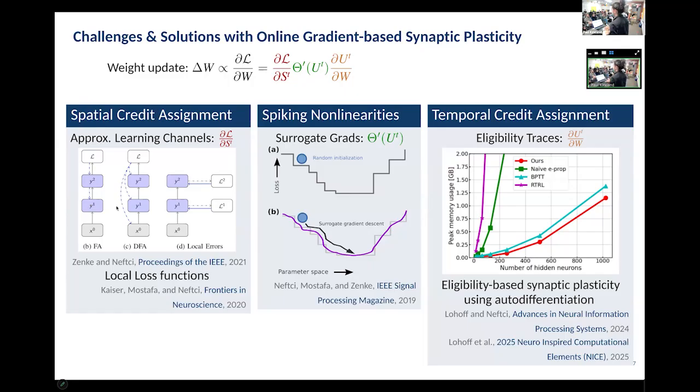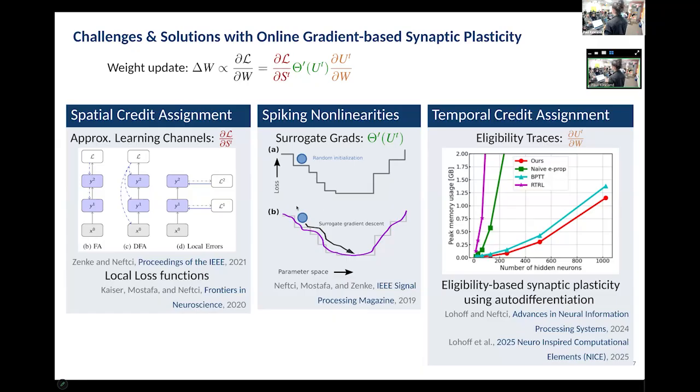Or you use approximations, for example feedback alignment, where we broadcast the errors from a global loss function. Or what we think works really nicely is using local loss functions. Every layer is equipped with its own handcrafted or automatically trained loss function, and then there's no spatial credit assignment because you only backpropagate within that layer. So, these are local loss functions. Just keep the local loss function in mind. I'll come back to that later.